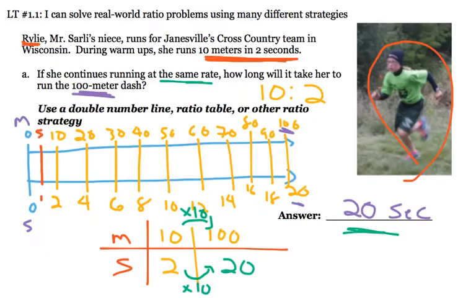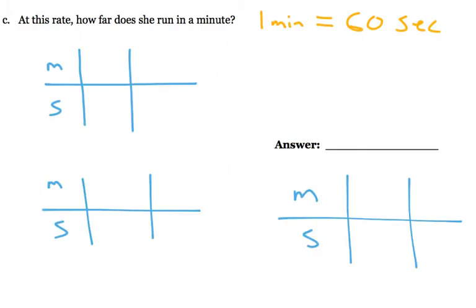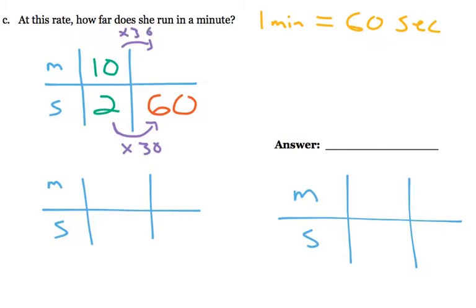So let's say we started with the ratio the problem gave us, 10 meters in 2 seconds. I know we want to figure out an equivalent ratio that compares to 60 seconds. And then I just need to think, how can I multiply this first ratio to get this second number? And I see that I can multiply it by 30. And 10 times 30 would be 300 meters. So that would probably be my answer.